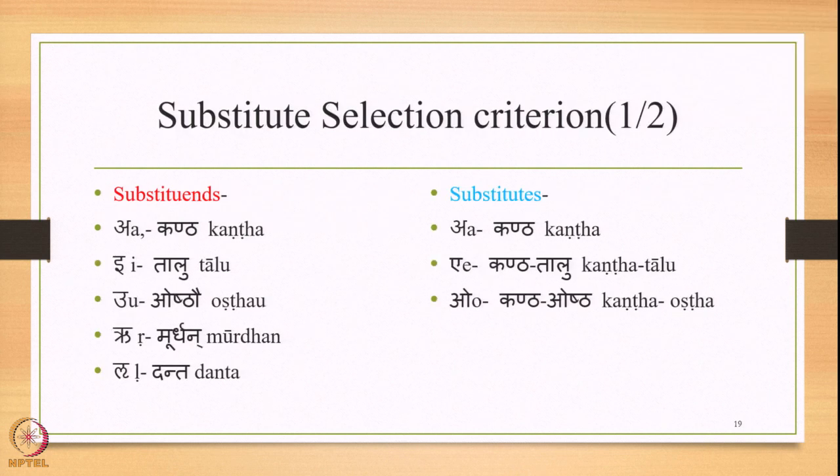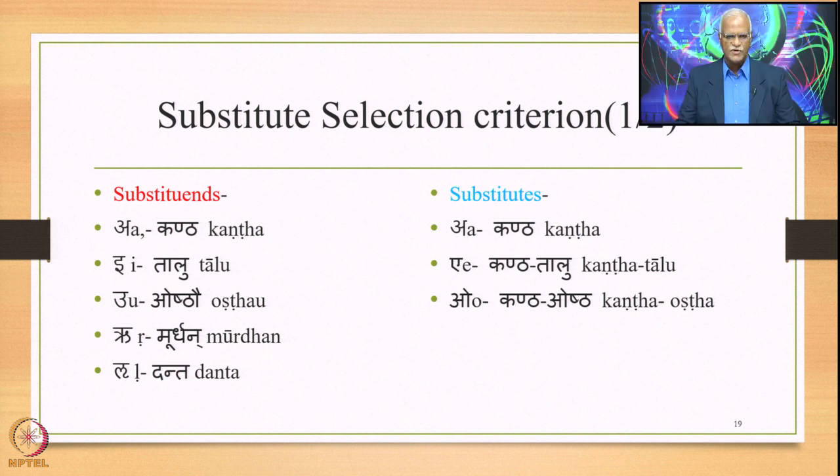Now after we have studied the examples, let us also study the substitute selection criterion that is being used in this particular sandhi. Now let us list down the substituents first. We have the following substituents: a, whose place of articulation is kantha; e, whose place of articulation is talu; u, whose place of articulation is oshthau, lips; ru, whose place of articulation is murdhan; and lu, whose place of articulation is danta.